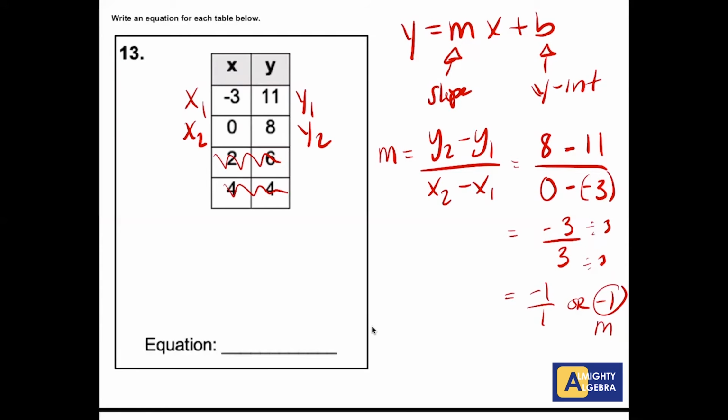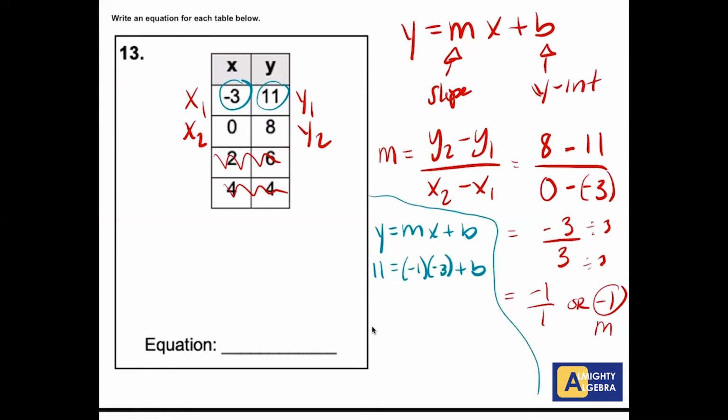Let me switch colors here so it's not confusing. We're going to find it right here. Y equals mx plus b. I'm going to use negative 3 for x, and I'm going to use 11 for y. 11 equals, my slope is negative 1, so negative 1 times negative 3, because that's my x, plus b. Simplify negative 1 times negative 3, and you get positive 3. Bring everything else down. 11 equals 3 plus b.